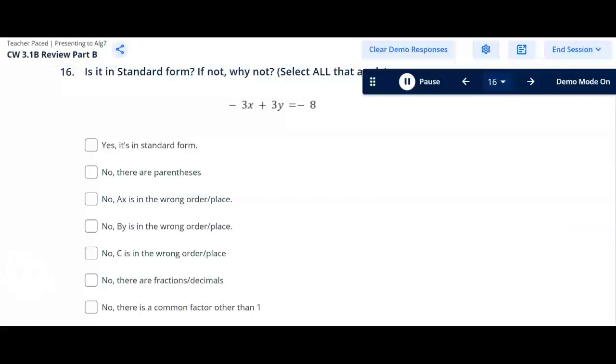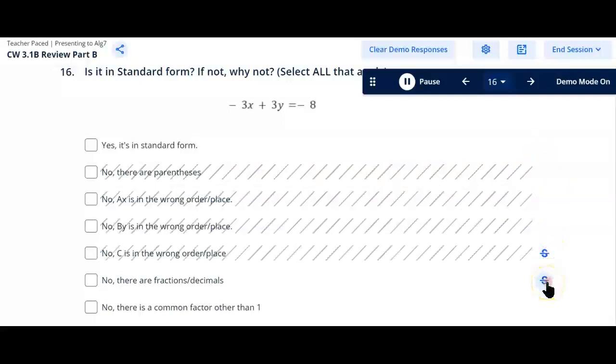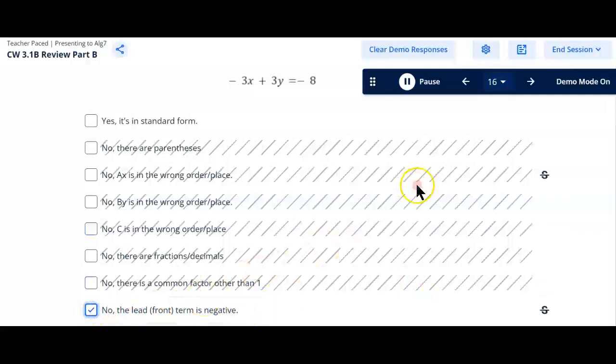We're almost there. So do we have parentheses? No. Is AX in the wrong order or place? No. Is BY in the wrong place? No. Is the constant in the wrong place? Are there fractions or decimals? No. Is there a factor common to all three, A, B, and C, other than 1? No. Is the lead term negative? Yes. Let me see how we can check them off as we go. All right.